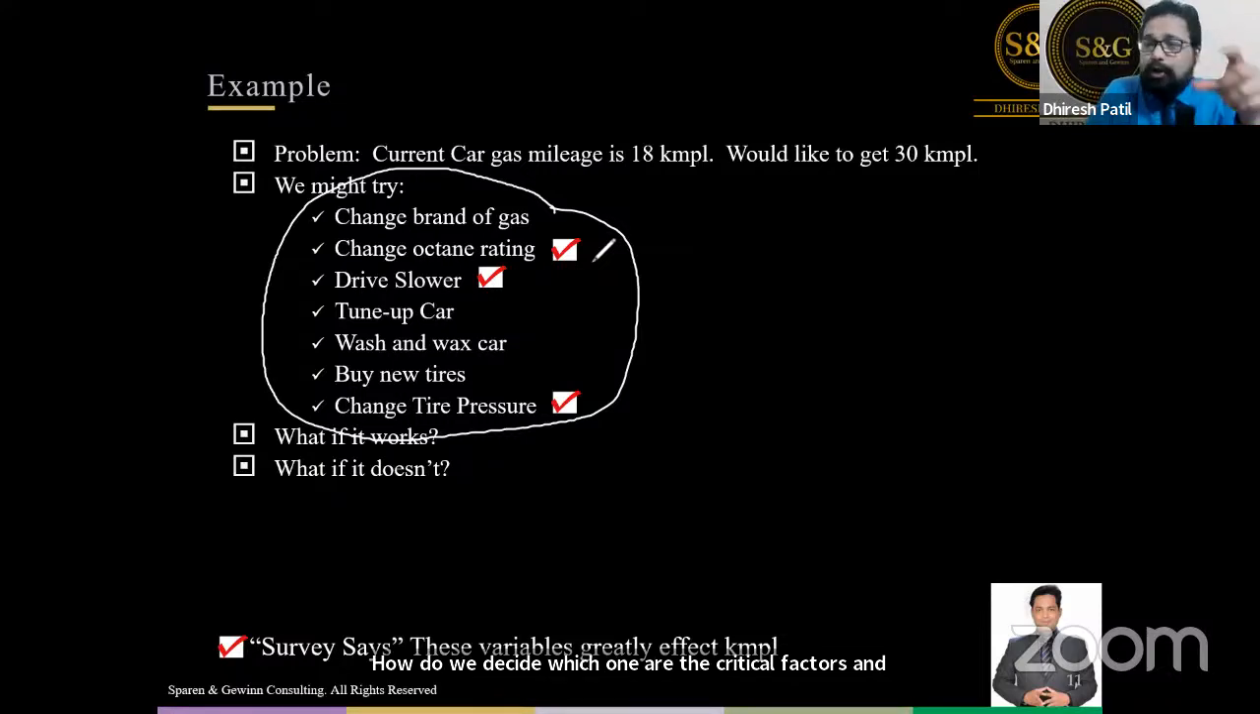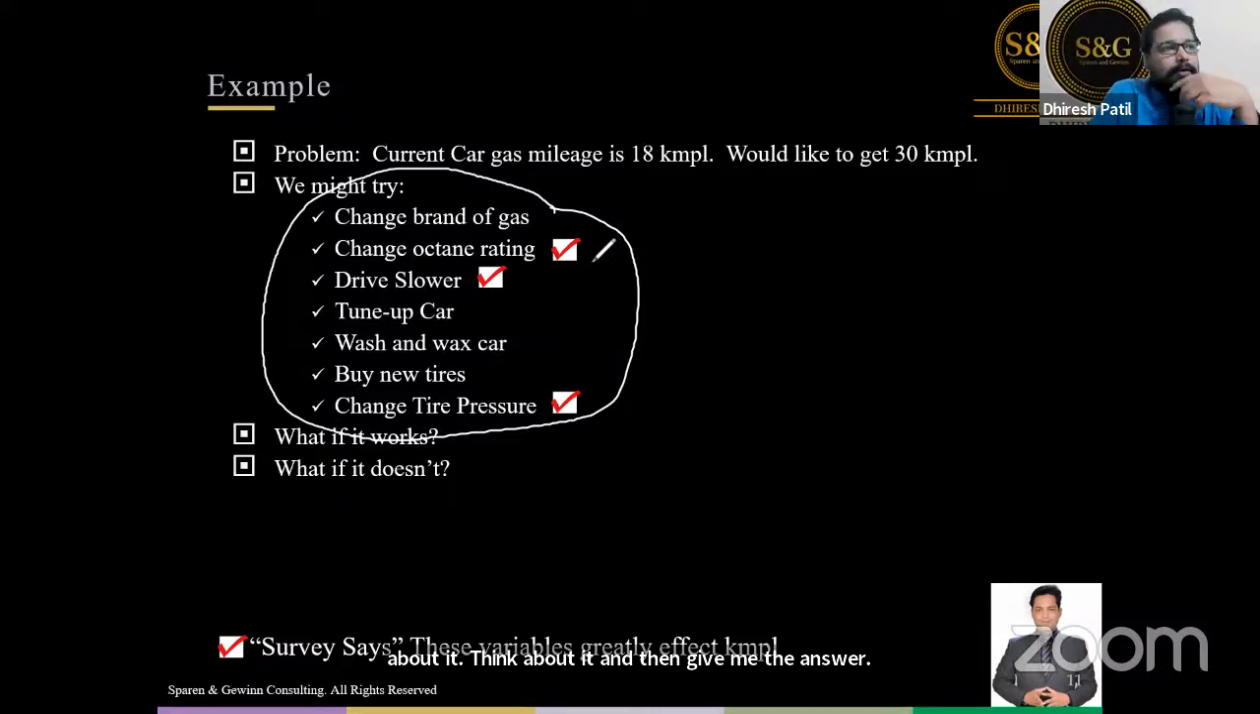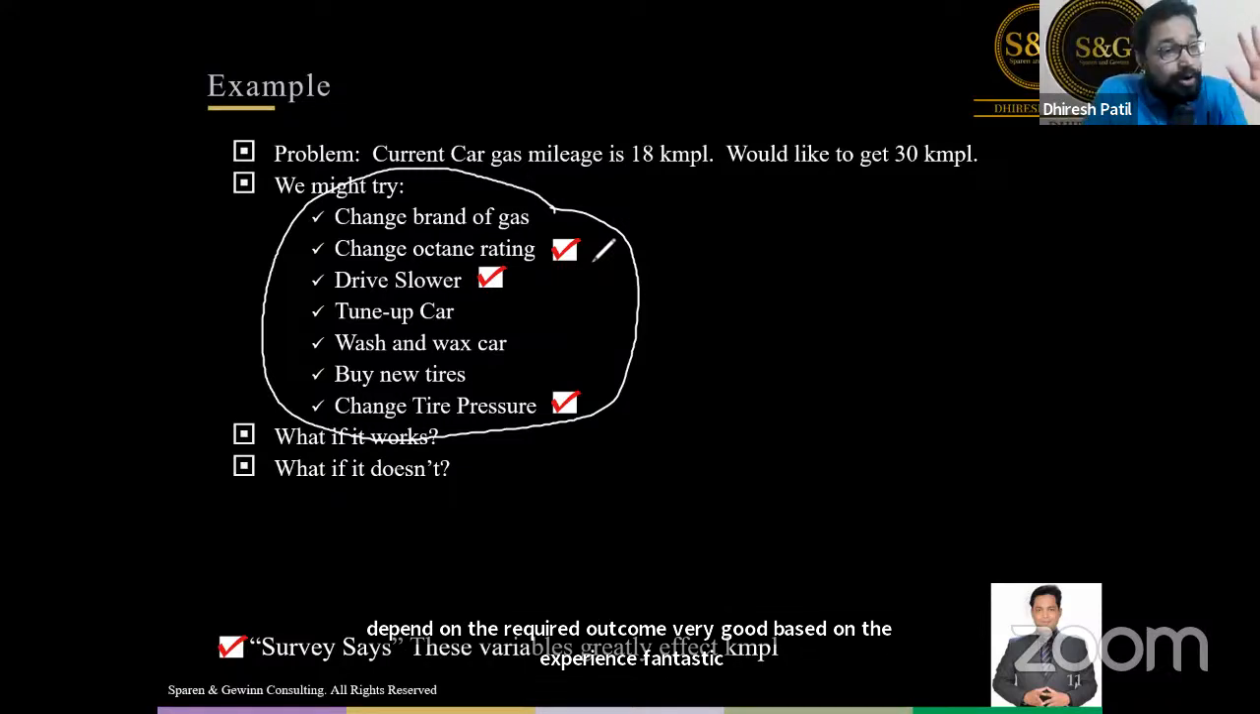Type in the chat box. According to you, how can we decide which ones are the critical factors? Type in the chat box quickly. How can we define which factors we should select and which factor we should not select? Think about it and then give me the answer. It will depend on the required outcome. Very good. Based on the experience. Fantastic. So experience also is playing a very important role here.